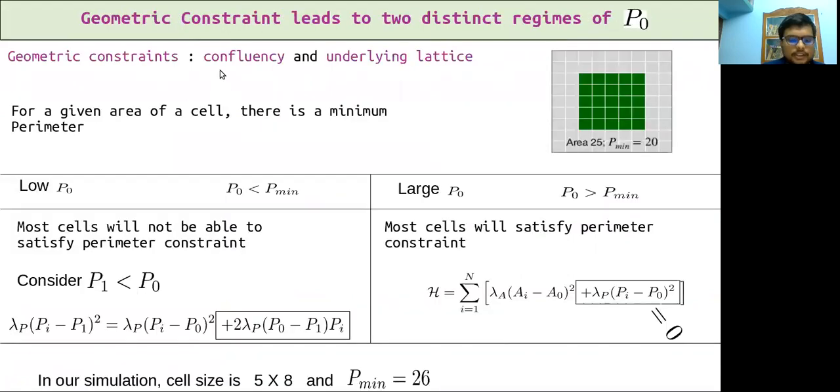Now, due to geometric reasons, in this type of model, basically the concept of confluency and the underlying lattice, for a given area of a cell, there is a minimum perimeter, which characterizes two distinct regimes of P naught in this type of system: the low P naught and large P naught regimes. In the low P naught regime, most of the cells will not be able to satisfy the perimeter constraint, for which a strong repulsive interaction term will arise in the Hamiltonian. And for large P naught, most of the cells will be able to satisfy the perimeter constraint, which ensures the perimeter term to be equal to 0. So in our simulation, we took the initial cell size to be 5 cross 8, which ensures the P minimum to be equal to 26.